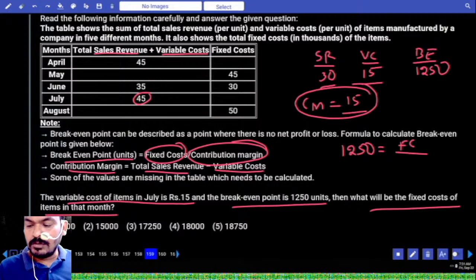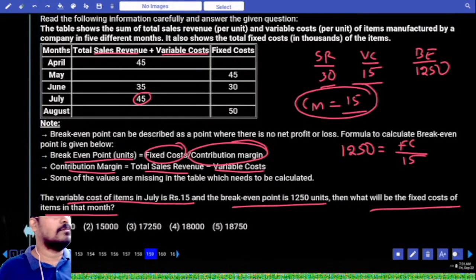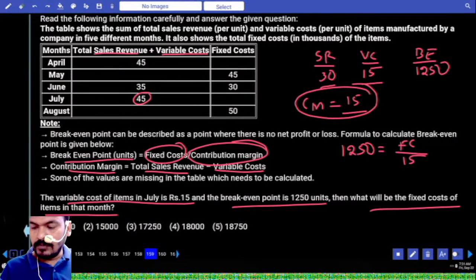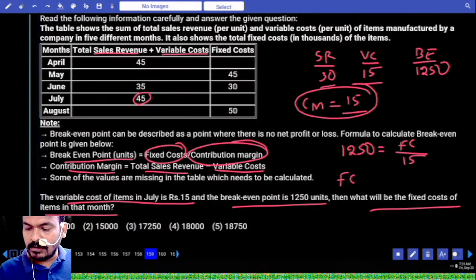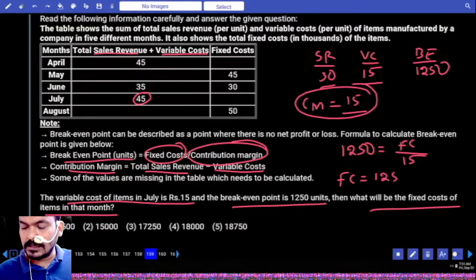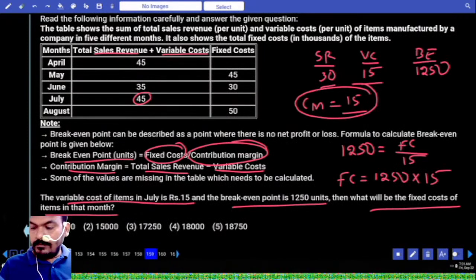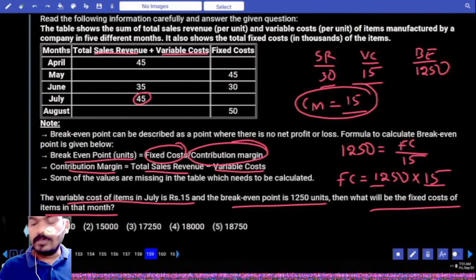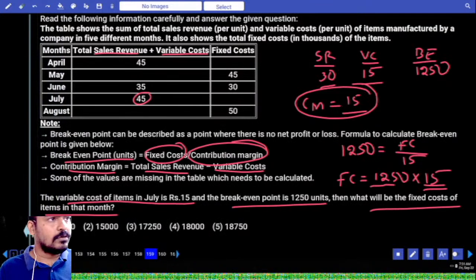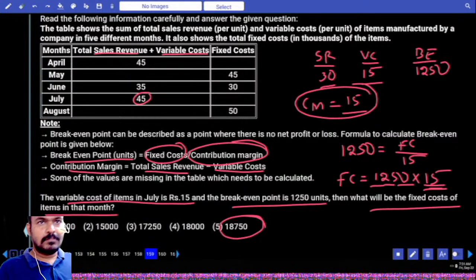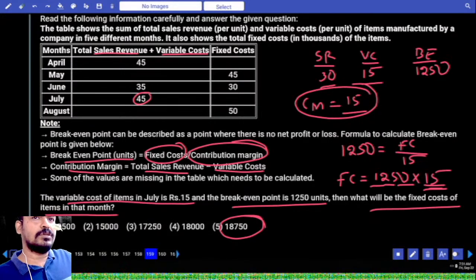What is the contribution margin? 15. Then 1250 into 15, that is equal to which one? Fixed cost. What is the answer? 15 into 1000, 15,000. 15 into 200, 3000. 15 into 50, 750. 18,750. Based on this question, you can do the remaining questions.